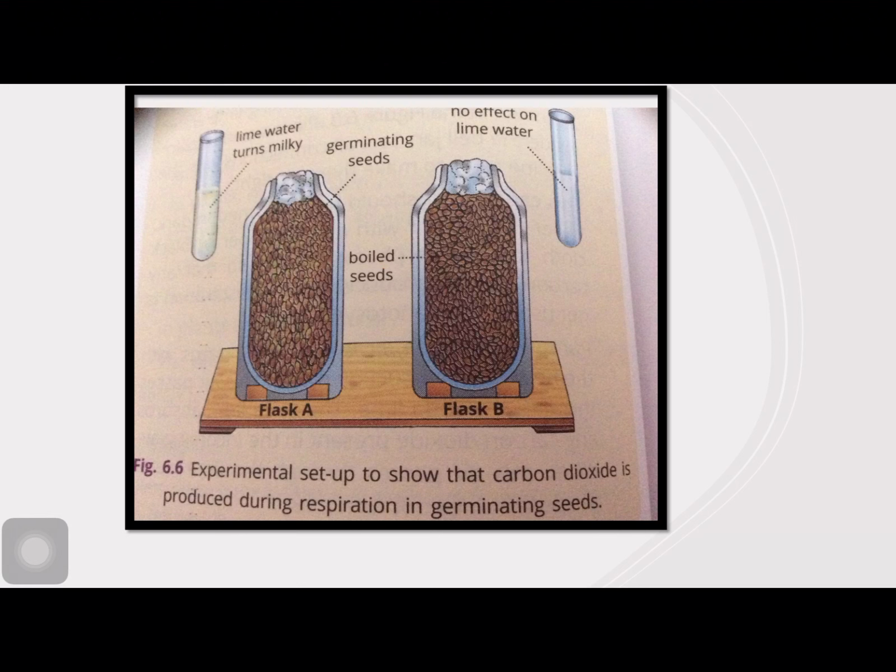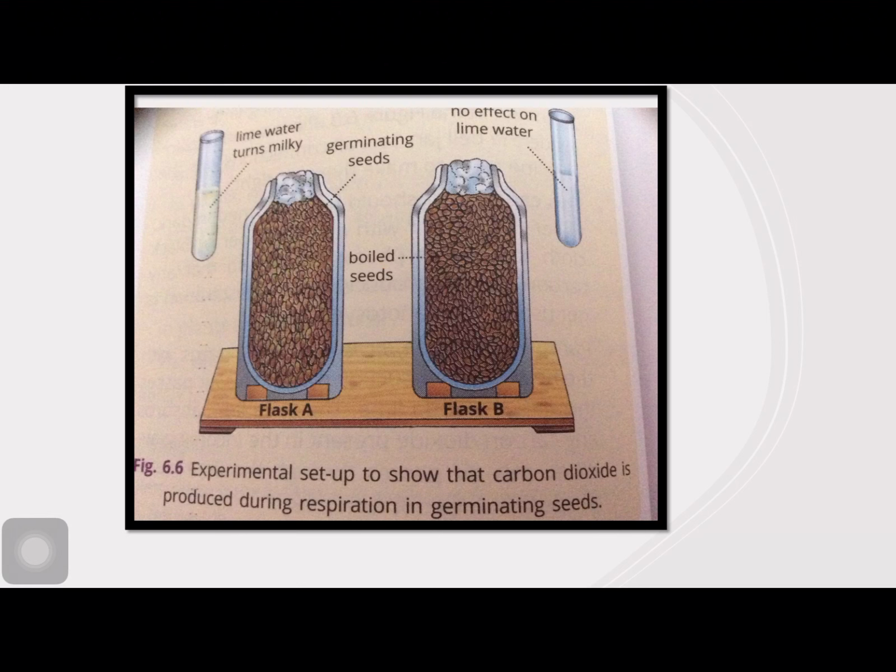Now we test the gases in each flask by removing the cork and holding a test tube containing lime water. So we open the cork and hold the test tube containing lime water. In flask B we will see that the lime water doesn't turn milky, and in flask A the lime water turns milky. This shows that flask A contains carbon dioxide produced by germinating seeds, and the gas in flask B shows no effect on lime water, showing no carbon dioxide was released by the dead seeds.